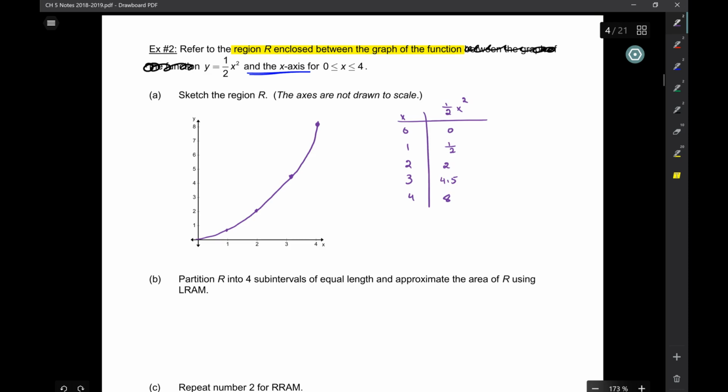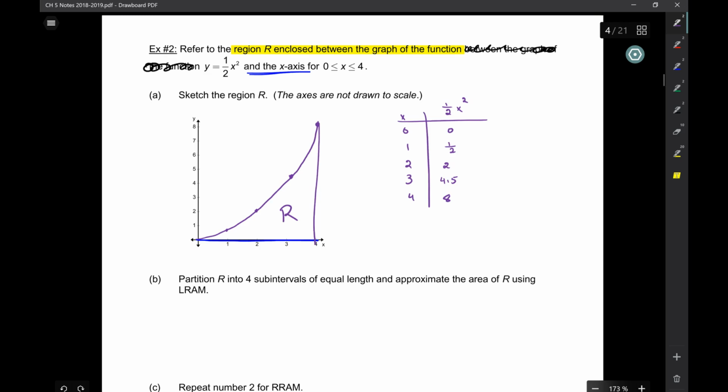So where is this region? It's the region between half x squared and the x-axis. Okay. So the region then is this. Okay, so this is the region R. This is notation that you just have to get used to because it's going to show up in chapter 5 and then 6 and then 7. So the region R is enclosed between a function and the x-axis, and then sometimes it'll get a little bit more complex. Okay, now it says sketch the region R, which we did.